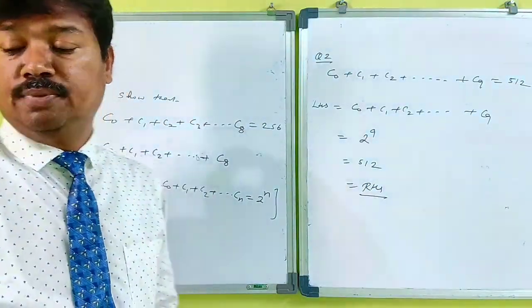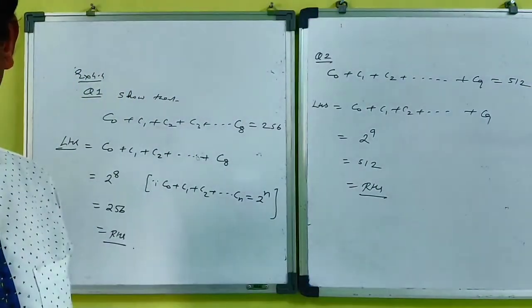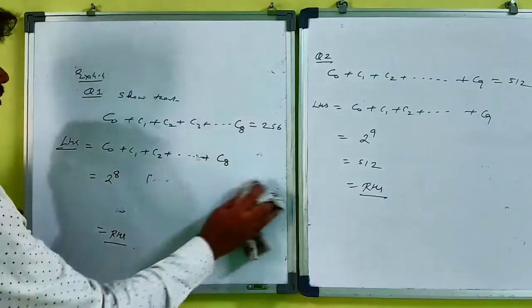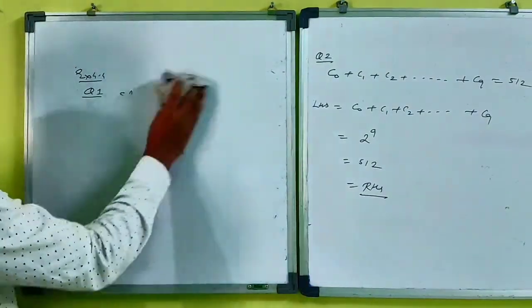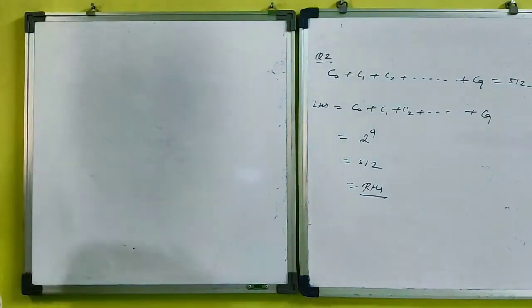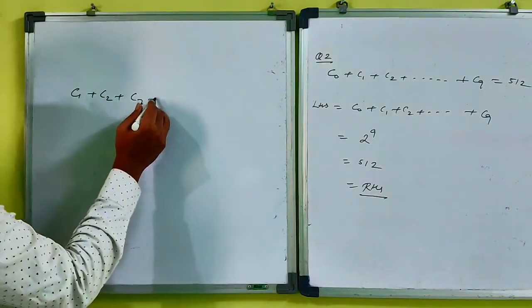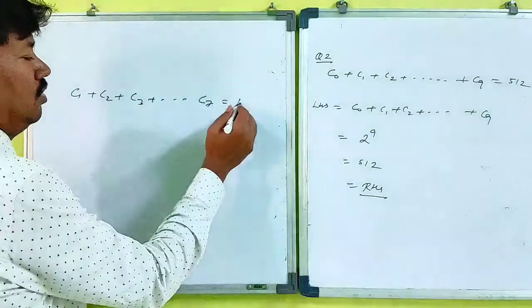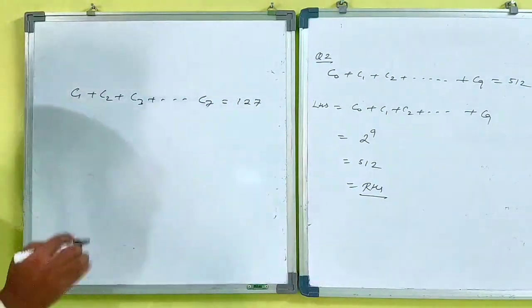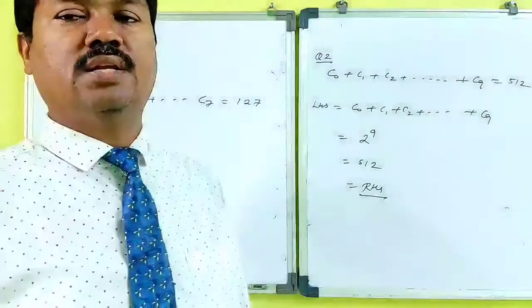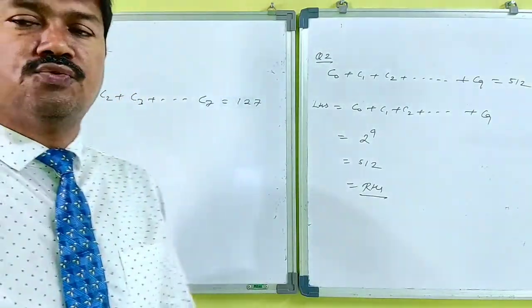Understood? But be cautious here. Sometimes they may test you in this way. The third sum is: it is given that C1 + C2 + C3 up to C7, you have to prove that it is 127. That is question 3. This you have to prove that it is 127. So now how to prove this 127?